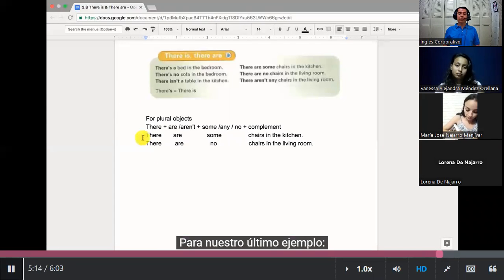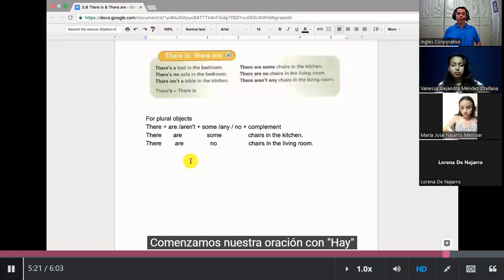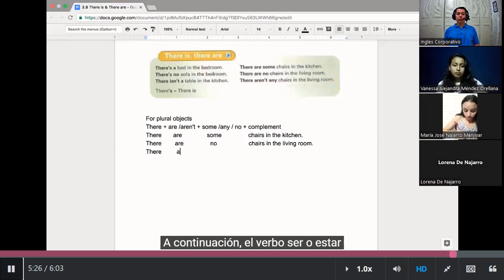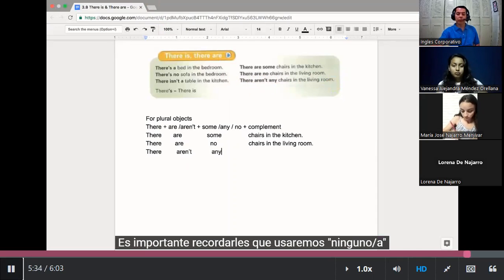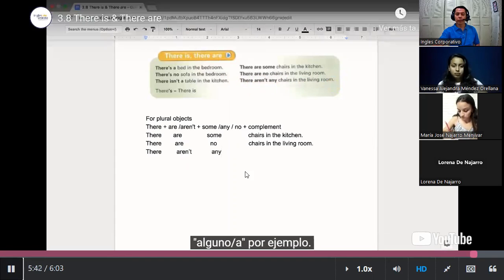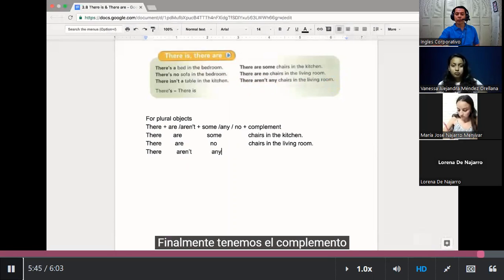For our last example: there aren't any chairs in the living room. We start our sentence with there. Next, the verb to be, aren't. After that, we're going to use any. It's important to remind you that we will use any whenever we're making negative statements. We can't say some, for example. Finally, we have the complement, chairs in the living room.